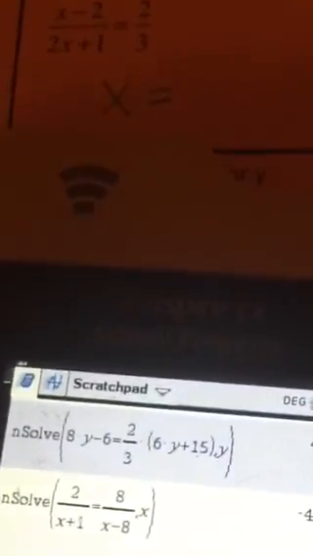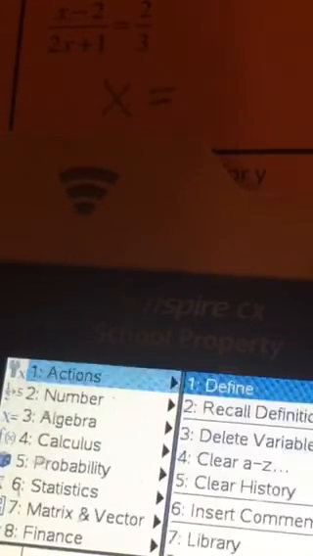This one, same deal. You're going to put it in NSolve and figure out what x is. X is going to equal, let's see. Do you see it? No, you don't. So let's move it up a little bit. There. So menu 1, 5 because I want to clear this up.